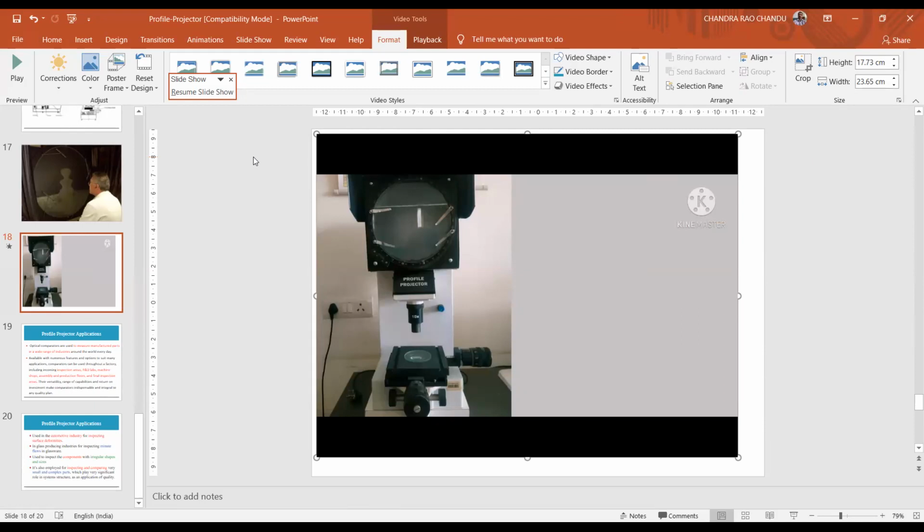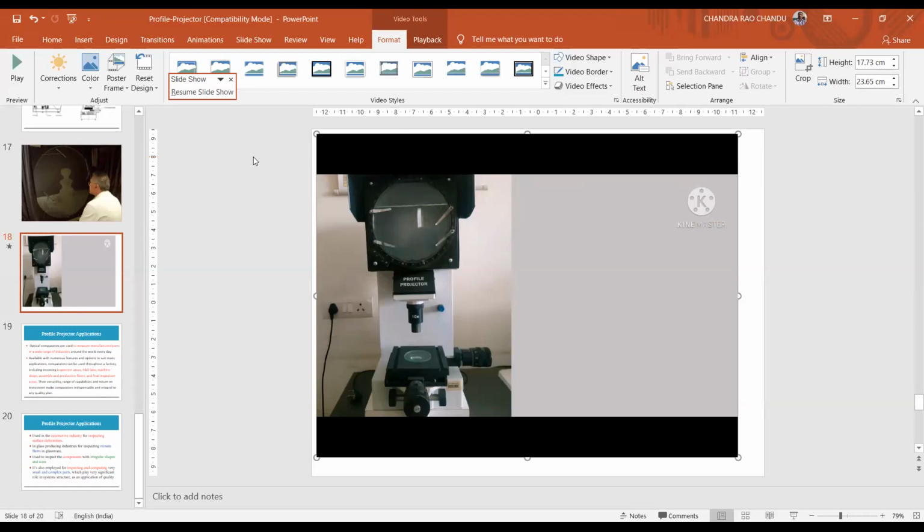This is very important for smaller parts, for linear measurements and angular measurements. Complex shaped objects and very small sized objects, very small dimensions, are magnified in this case. That is all about the toolmaker's microscope and optical projector.